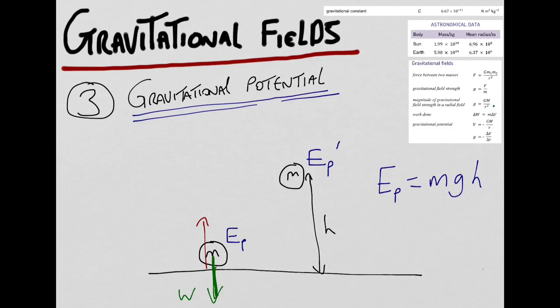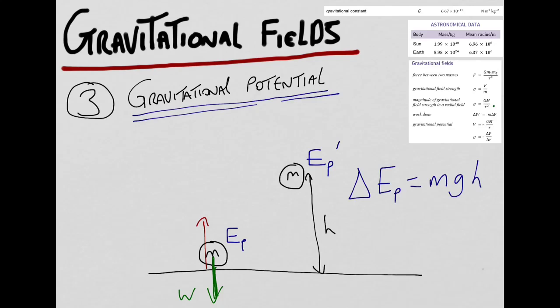Now that's fine. A little adjustment for what we know now, because we're not considering this to be zero at the bottom here, actually we're looking at the change in gravitational potential energy from here to here. So rather than calling that EP prime or something like that, I'm actually going to call it delta EP. So delta EP equals mgh. This is the equation that we would have had at GCSE level.